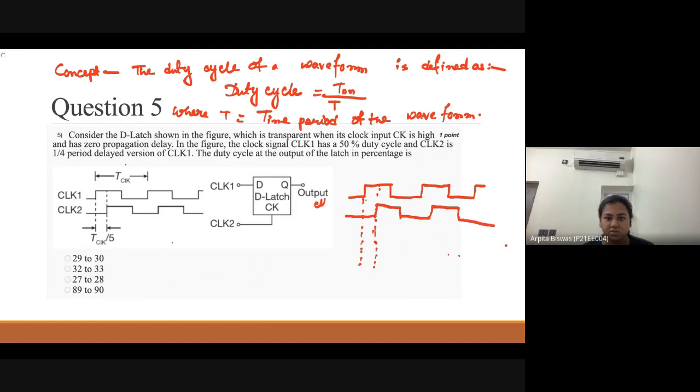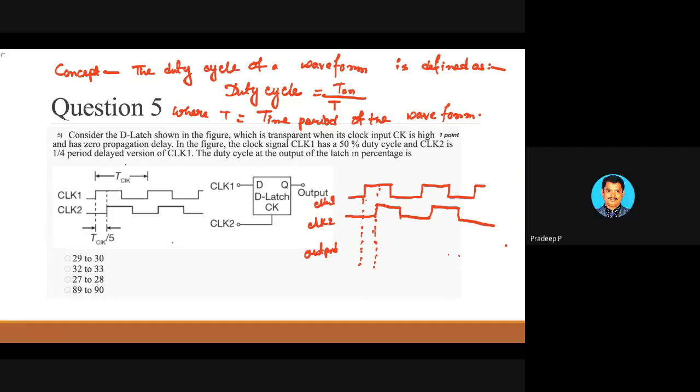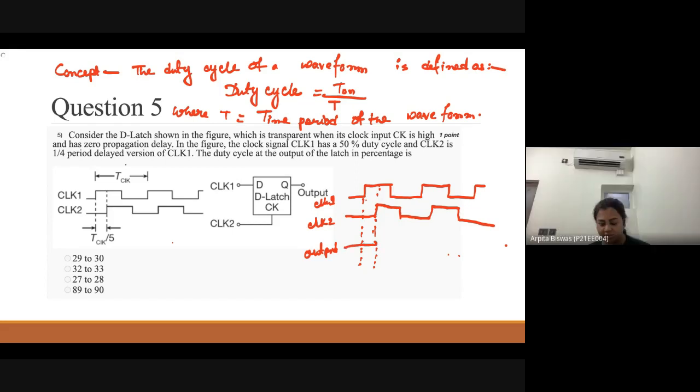So this is clock 1 and this is clock 2. Now tell me how the output looks like. If both are high, then only the output is high. Otherwise, if any one of clock 1 or clock 2 is at low level, the output tends to low level.